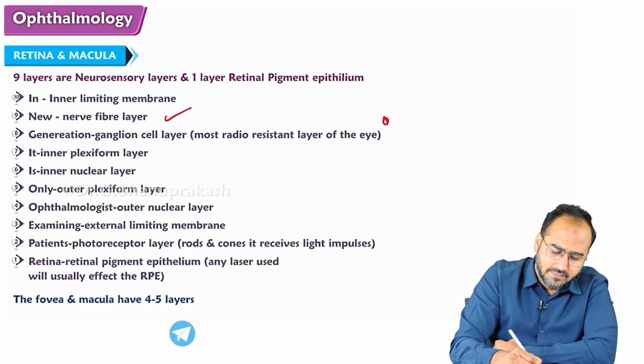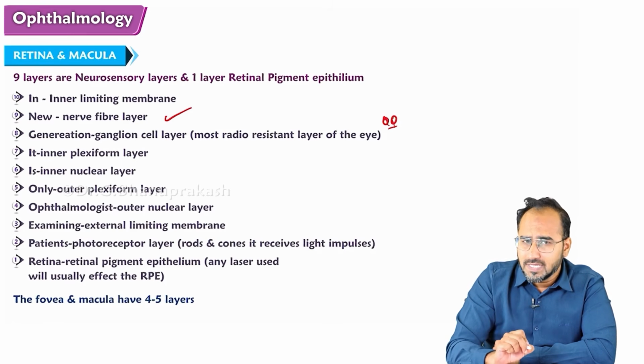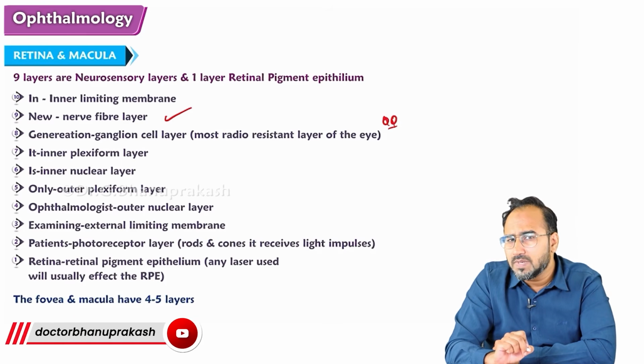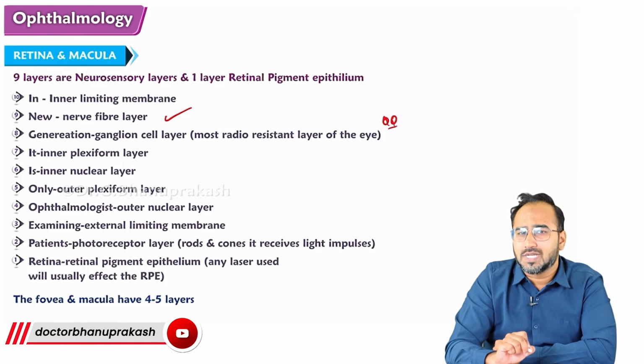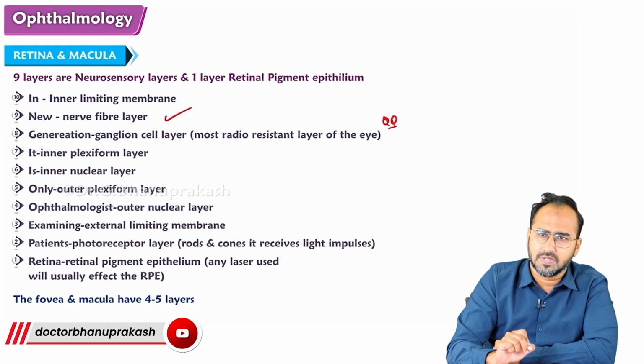This is the most important. If you don't remember all the layers, it's fine. But you have to remember this layer, the ganglion cell layer. Why do you have to remember? Because this is the most radio-resistant layer of the eye. It's the most radio-resistant layer of the eye.